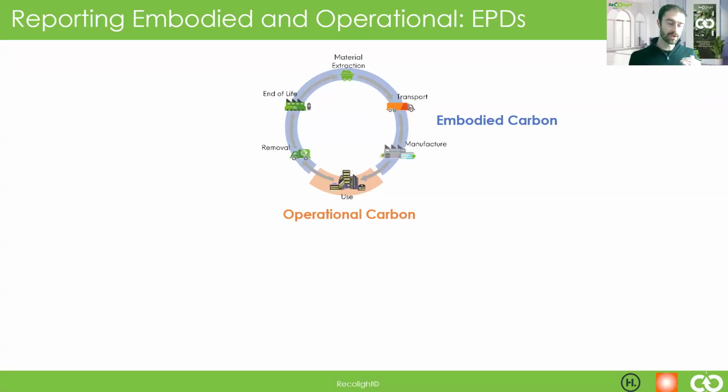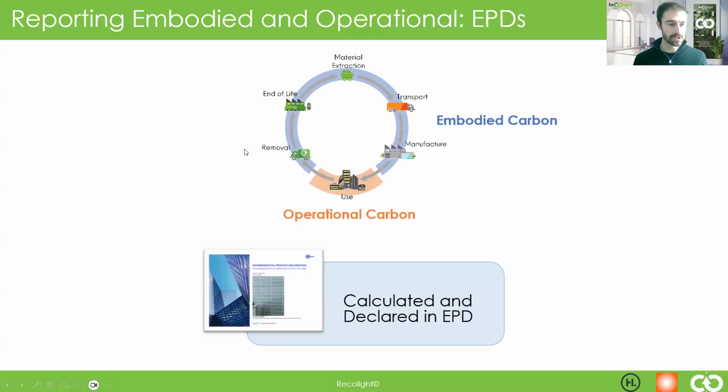So we've got embodied carbon and operational carbon that are both very, very important metrics to consider when we're trying to understand and realize more sustainable lighting solutions. And what's really nice about these two metrics is that they're both calculated and declared within an EPD. But what is an EPD?